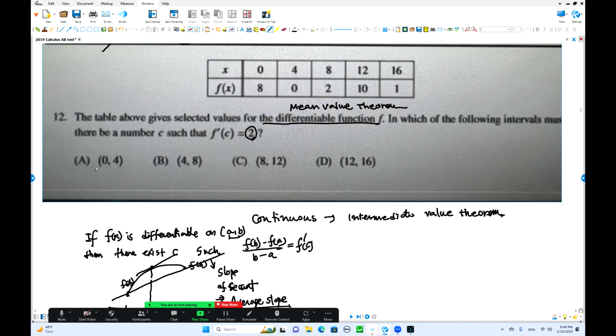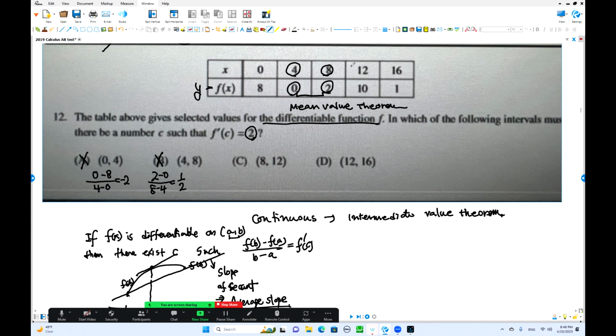0 minus 8, first one, over x2 minus x1, 4 minus 0. That is -2. That is not 2. This is wrong. Now check 4 and 8. This is the y value, okay? y2 minus y1, 2 minus 0, over x2 minus x1, 8 minus 4. The slope of these 2 points is 2 over 4, that is 1 over 2. That is not 2, right? So this is not correct.